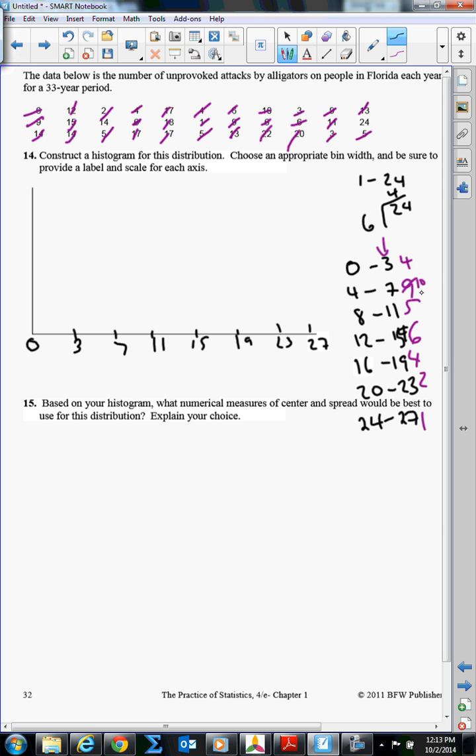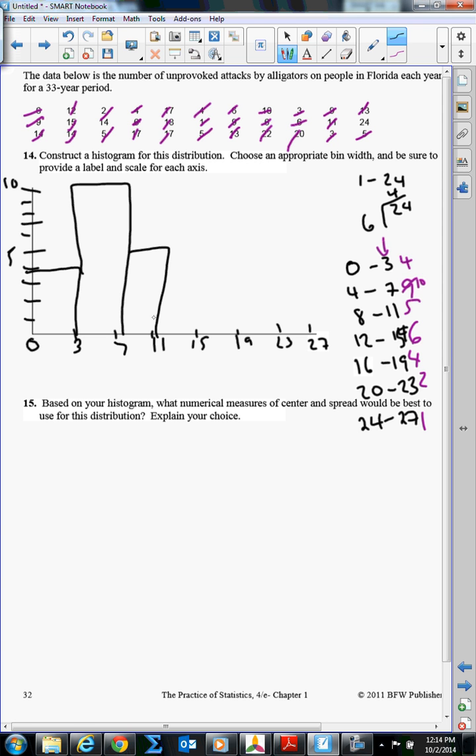Now I need my frequency, and I see the highest value I have is 10. Lowest is 1. So here's 10, which means halfway is 5. So there's 6, 7, 8, 9. Oh, that's bad. 4, 3, 2, 1. So the 0 to 3 class is 4. My 4 to 7 class is 10. 8 to 11 is 5. 12 to 15 is 6. 16 to 19 is 4. 20 to 23 is 2. And 24 to 27 is 1.